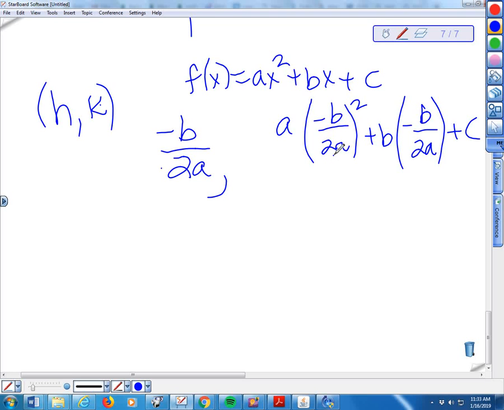Yeah. Okay. So when it's asking for the axis of symmetry, it's the x-coordinate of the vertex. So it's x equals. The axis of symmetry is always a line. You always have to write it as x equals some number. It's not just a number. It's a line.